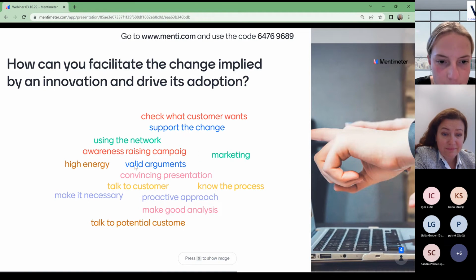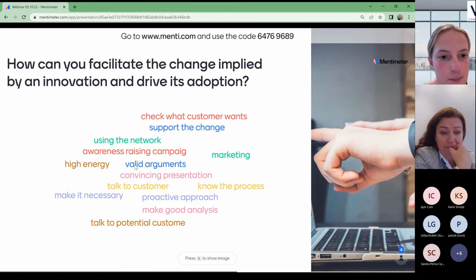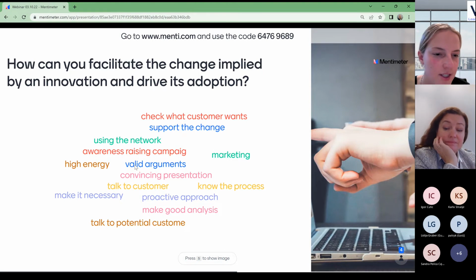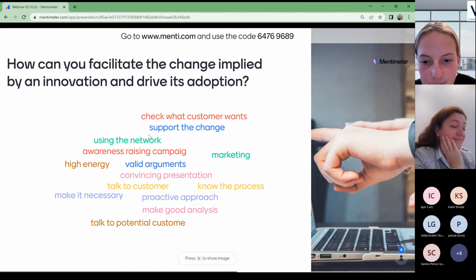So valid arguments, convincing presentation, marketing, yes. Support the change, check what customer wants, yes, really important. Using the network, awareness raising campaign, high energy, make it necessary, talk to customer, yes. Make good analysis, talk to potential customer, proactive approach, yes. Okay, again, a lot of interesting answers.